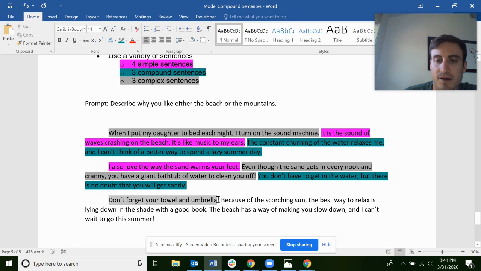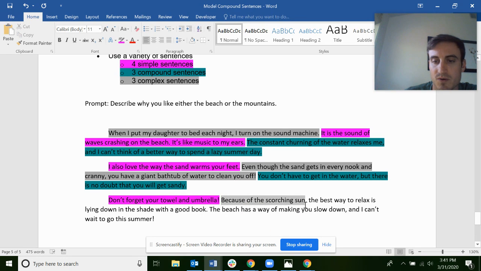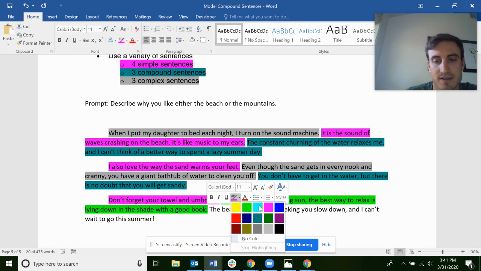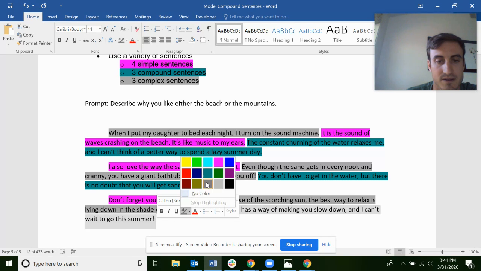Don't forget your towel and umbrella. That's a simple sentence. Because of the scorching sun, the best way to relax is lying down in the shade with a good book. That, my friends, is a complex sentence. The beach is a way of making you slow down, and I can't wait to go this summer. That is a compound sentence.